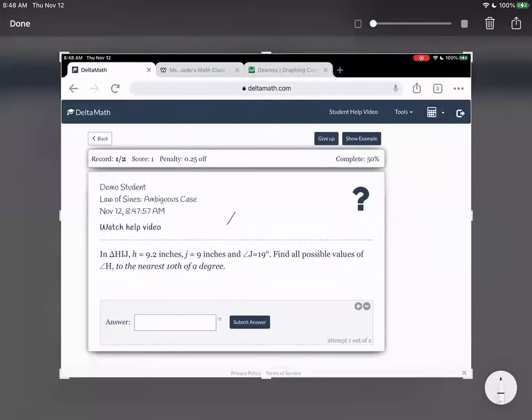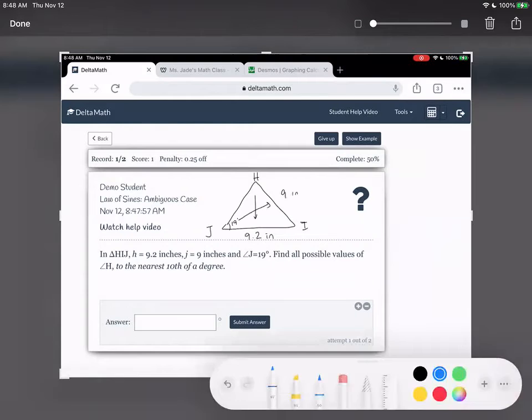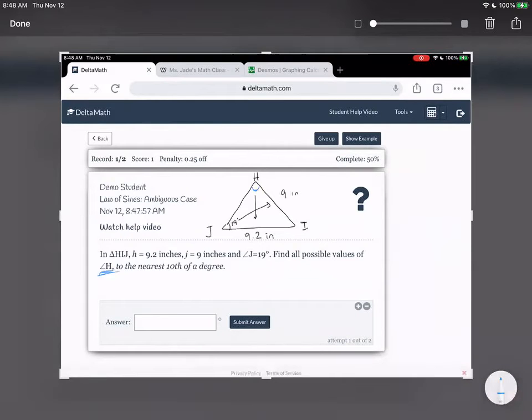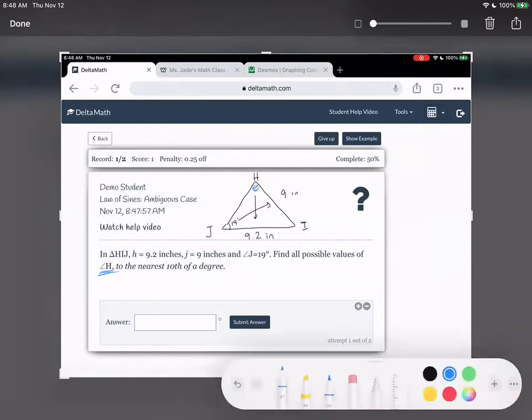Okay, triangle HIJ. So I'm going to draw you a triangle. HIJ. Side H is 9.2, so we go directly across from the angle H, the vertex H, and we get 9.2 inches over here. Side J is 9 inches, so I'm going to go directly across from angle J, and we get 9 inches over here. And angle J is 19 degrees. So there, I've labeled those. Find all possible values of angle H to the nearest tenth degree. So angle H is this angle in question, the one we're going to be looking for.